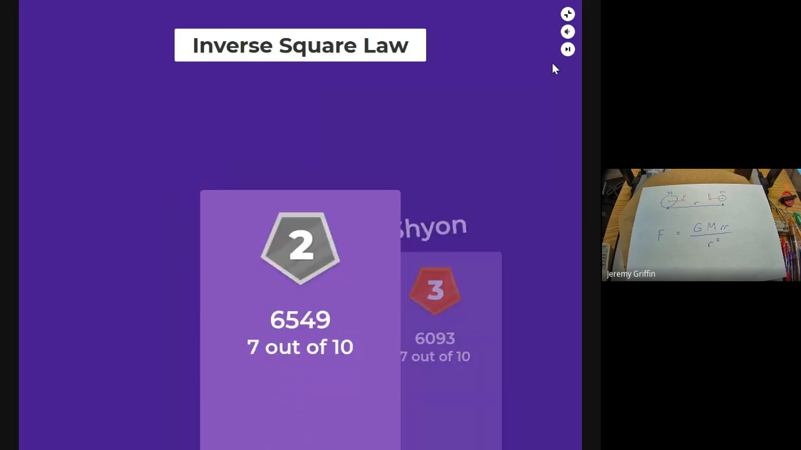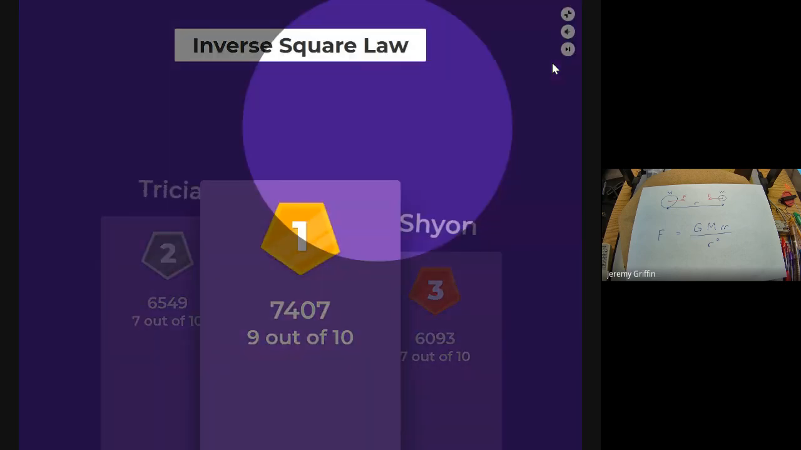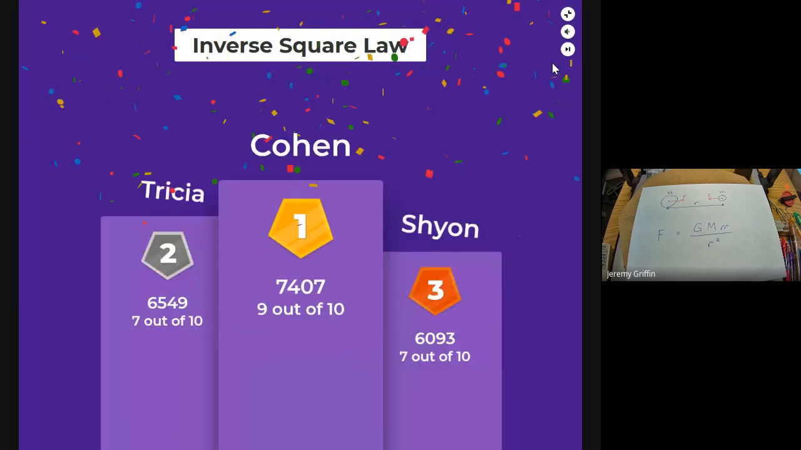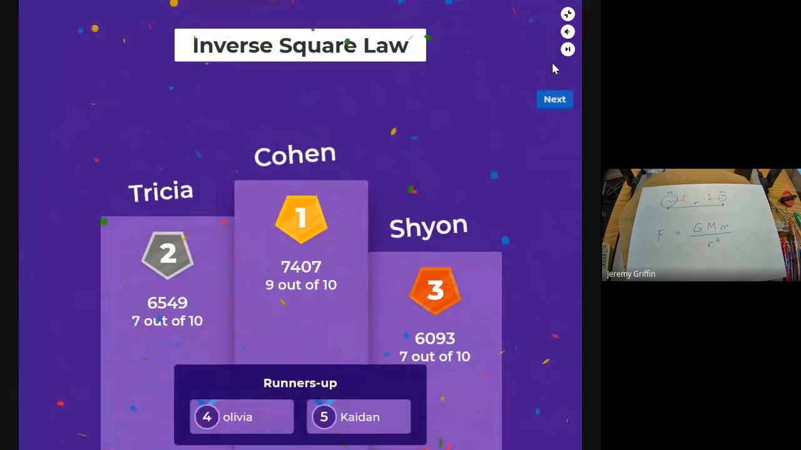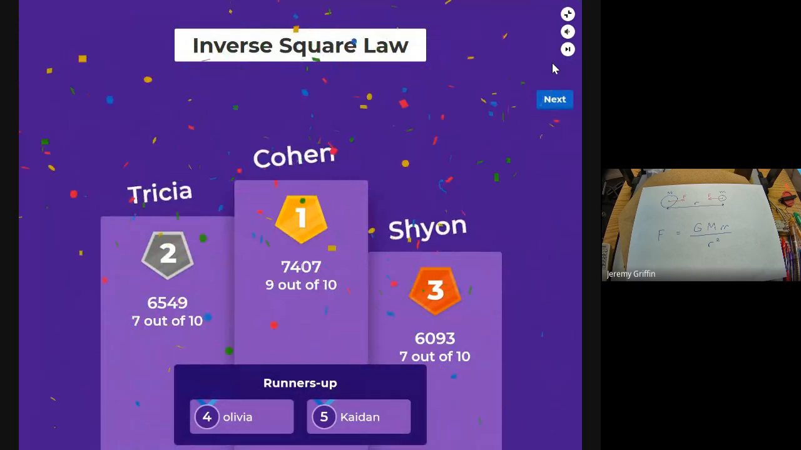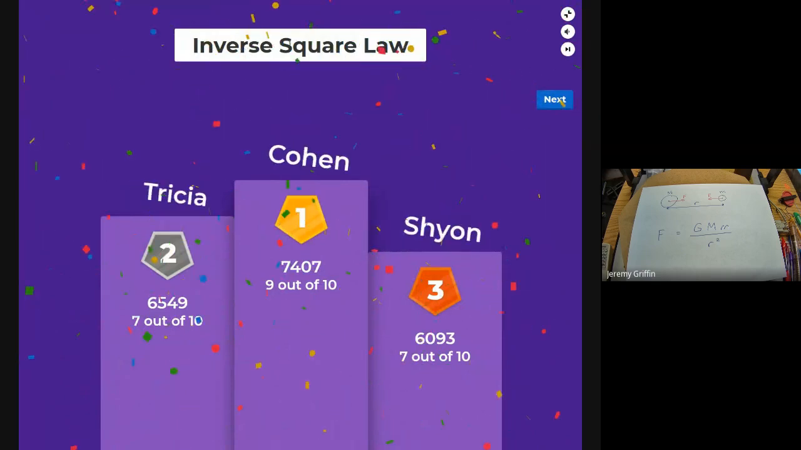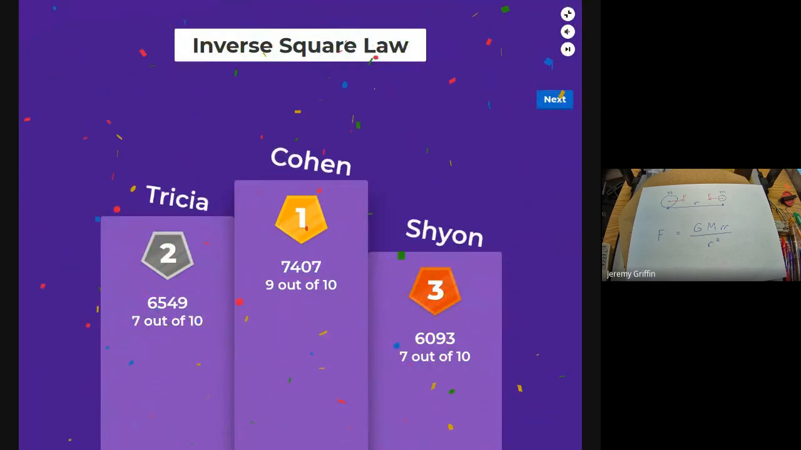Right, to the winner's podium with the bronze, Cheyenne. With the silver, Trisha. And the gold, Cohen. Turns up, Olivia and Kaden. Nice job, guys. You earned an awesome 3-day weekend. Have a great 3-day weekend.